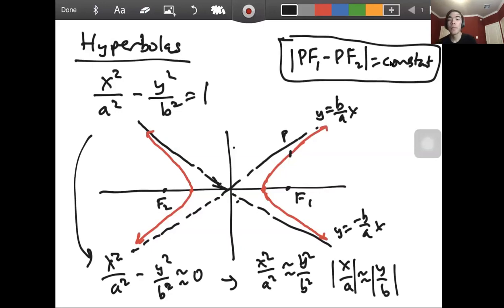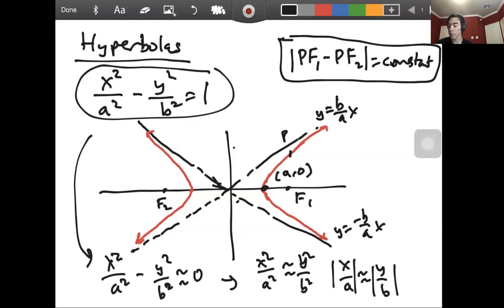Now, if you remember, to find the formula of the ellipse, I told you to plug in the x-intercept and y-intercept. If you do the same here, we can find the coordinate of this point. It's actually (a, 0), and it must be (a, 0) for this equation to be true. So a is this length.